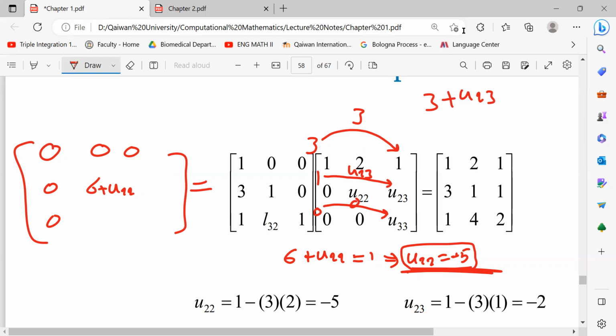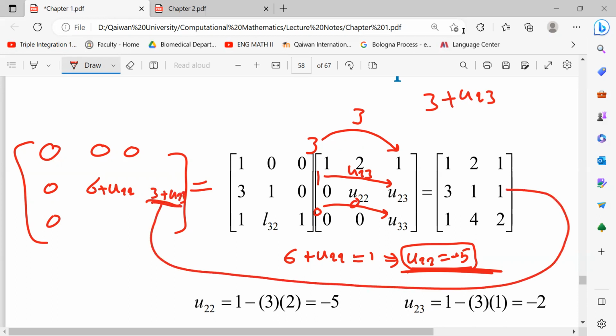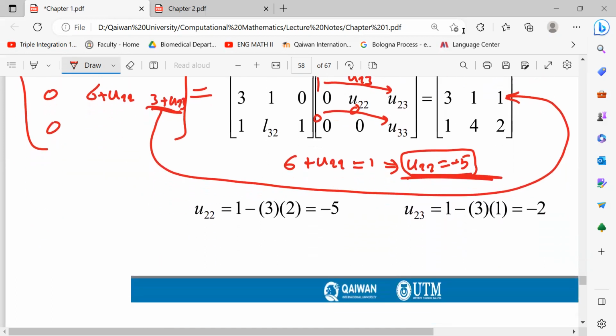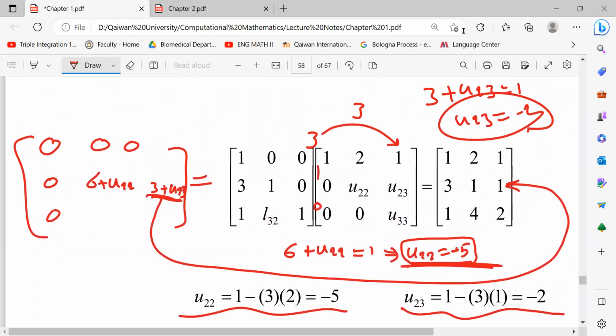Here we get this from multiplying the second row by the third column, which is 3 plus U23. This equals to this position, which is 1. And so U23 is -2. So now we get U22 is -5 and U23 is -2. Now we replace these two by their values.